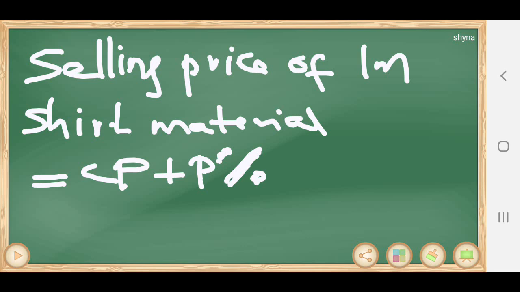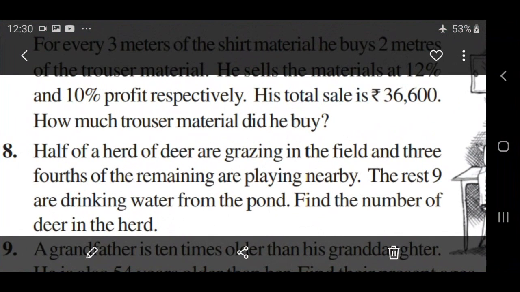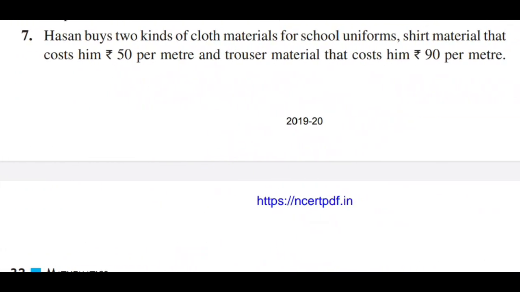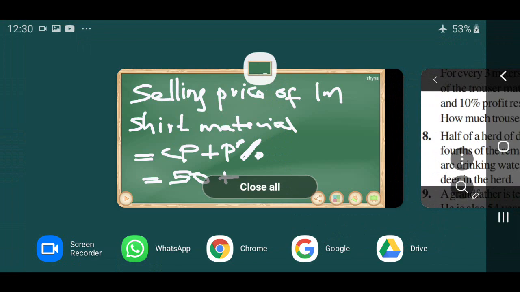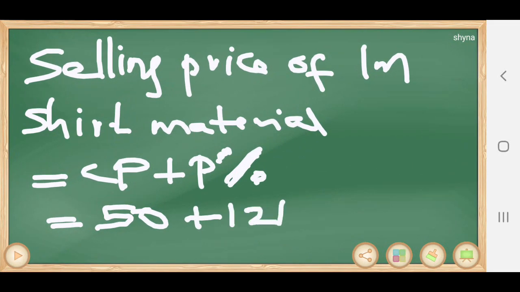Then the selling price of 1 meter shirt material means: what is the cost price of shirt material? Rupees 50 plus profit percentage. What is the profit percentage? Is it 12% or 10%? Profit percentage of shirt material is 12%. So profit percentage is 12%. Percentage means percentage of. You already studied in lower classes, what is the meaning of percentage? Percentage of this CP, that is percentage of rupees 50.